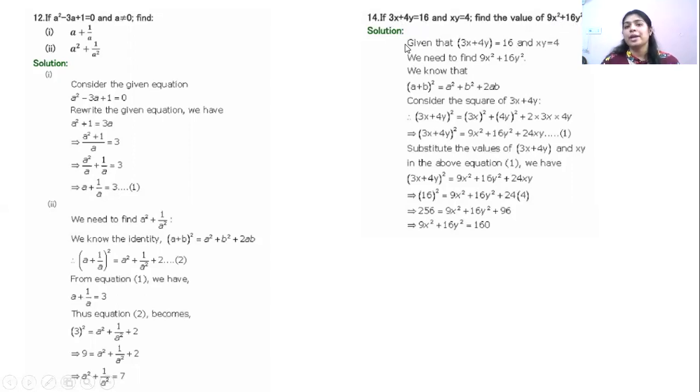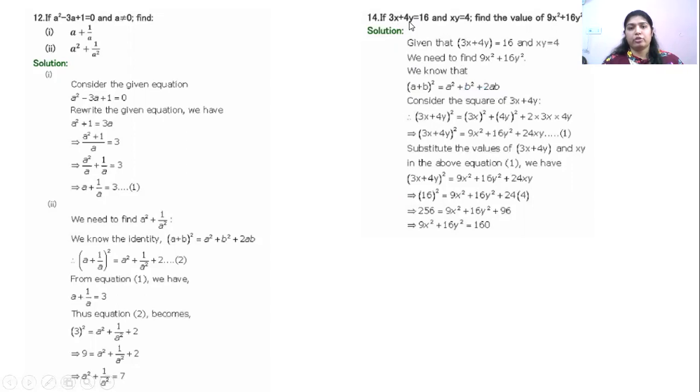So it comes to our mind that we can square both sides of this one. If we square, then the formula of (a plus b) whole square will apply, and the product ab is xy, the value of which is also given to us. So just apply this formula: (a plus b) whole square is equal to a square plus b square plus 2ab. Consider this one as equation number 1, this one as equation number 2, and then take the square of this.